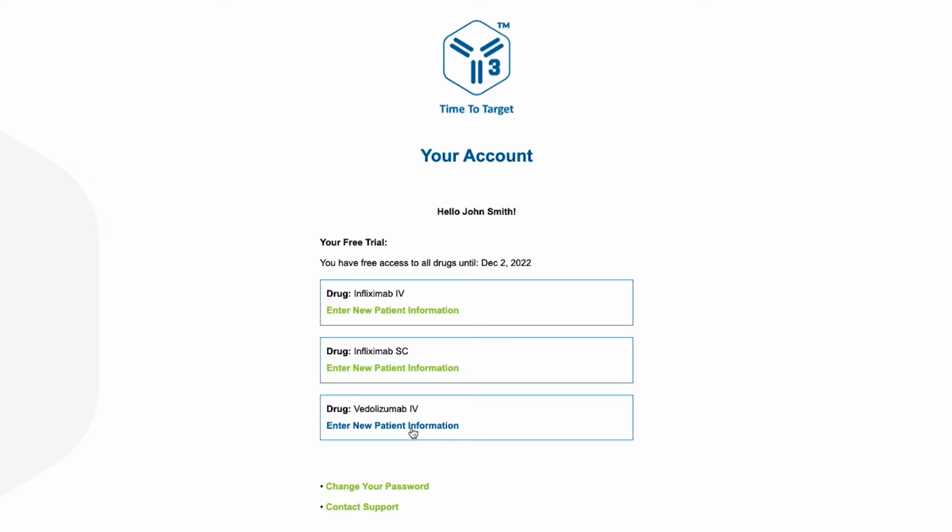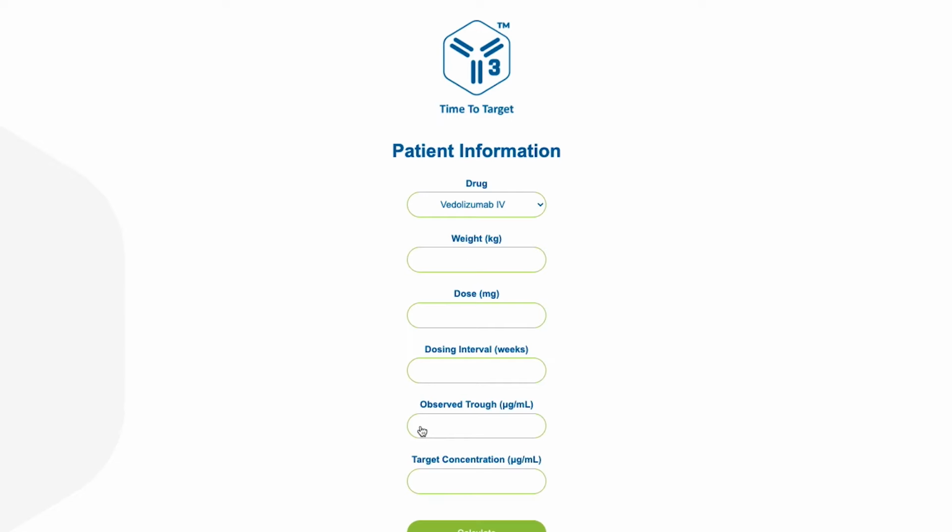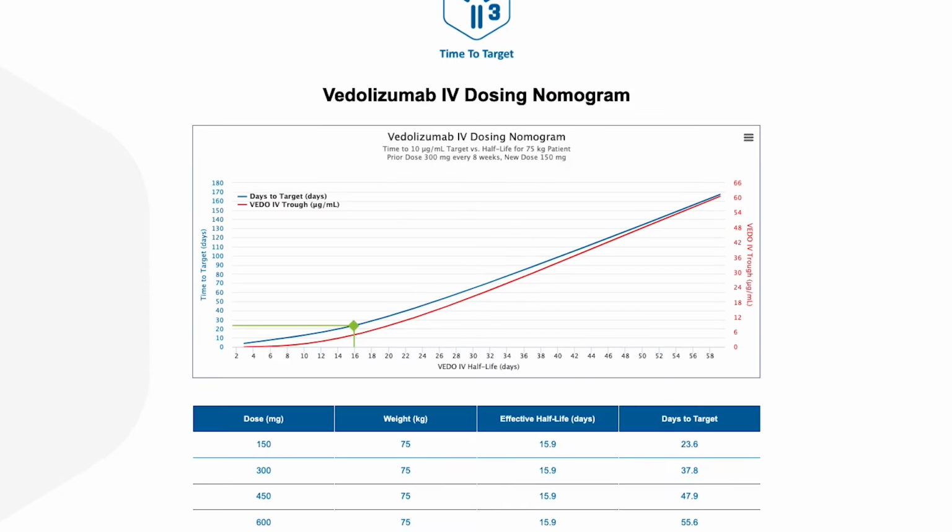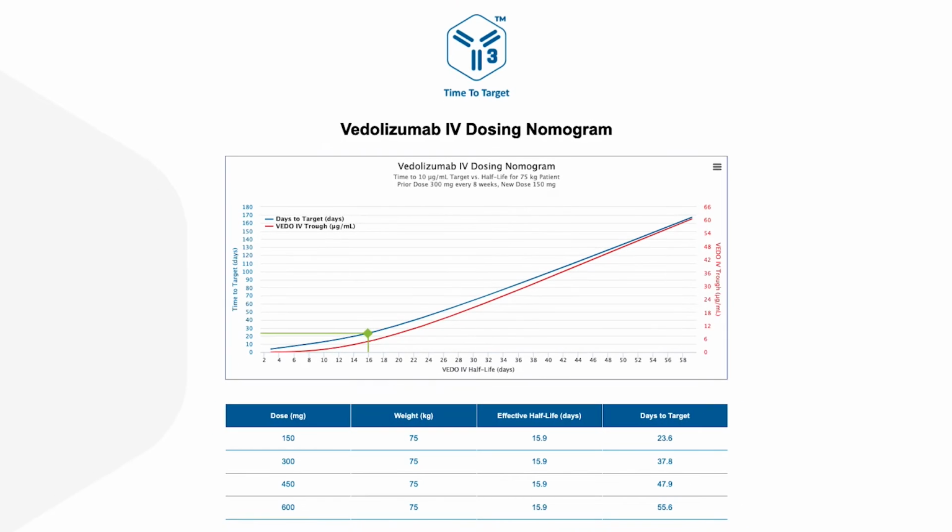So let's take a look at vedolizumab. You'll see, if you're familiar with the other drugs in T3, that it's very much the same thing. So for example, if you have a 75 kilogram patient and they're receiving the traditional dose of 300 milligrams given every 8 weeks, if you have a low trough concentration, let's just try 5, for example, and we'd like to target something higher, such as 10, you can just enter these numbers in and hit the calculate button, and you'll see a personalized nomogram that comes up.